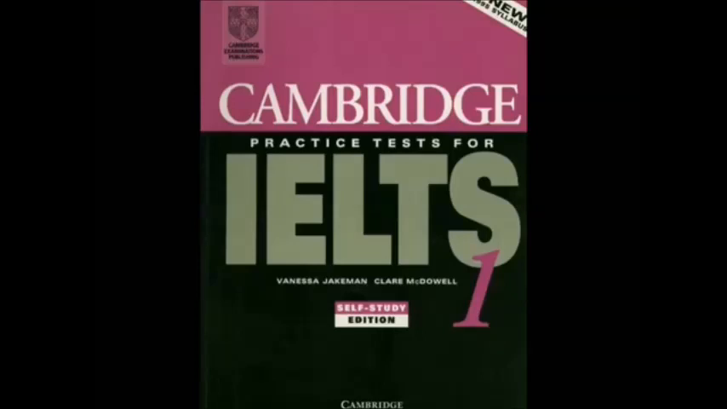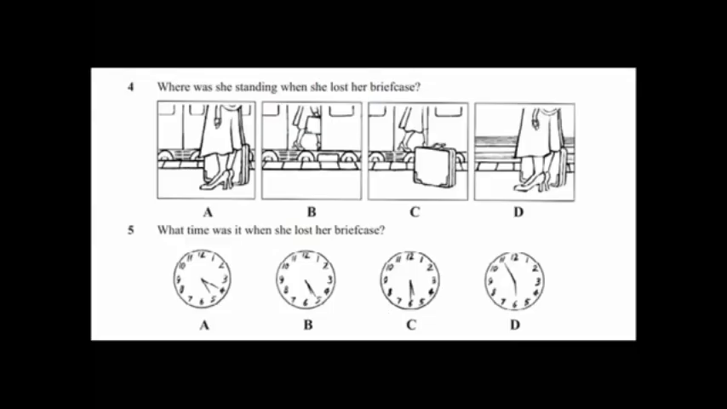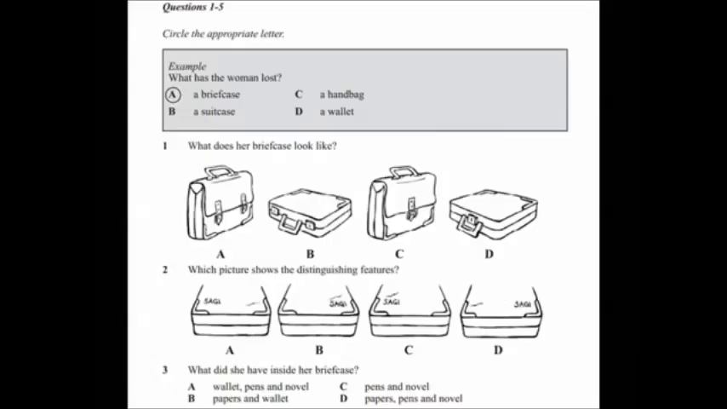Now turn to section 1 of your question booklet. Section 1. You will hear a telephone conversation between a woman and a police officer. First, look at questions 1 to 5. For each of the questions, 4 alternatives are given. Decide which of the alternatives, A, B, C, or D, best fits what you hear on the tape, and circle the appropriate letter.